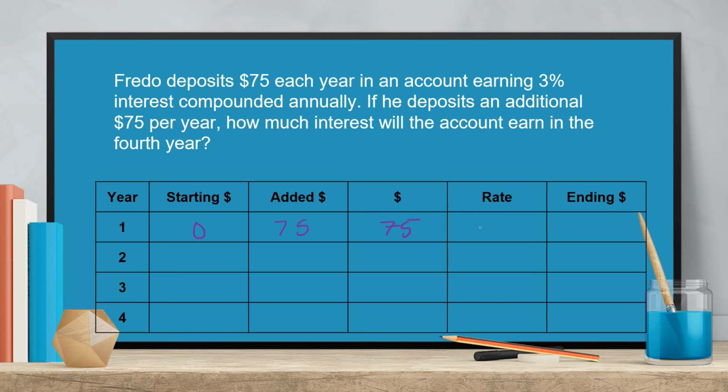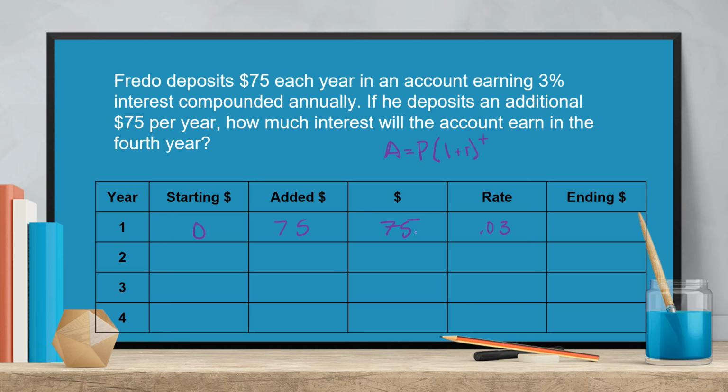Now the rate is 3%. So we do our calculations. Remember that A, or the ending total, equals principal times 1 plus the rate to the T years. And each one of these is going to be 1 year. So A equals the principal times 1 plus the rate, which is 1.03.